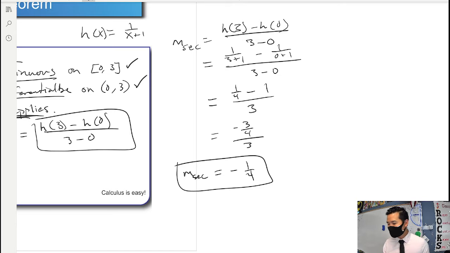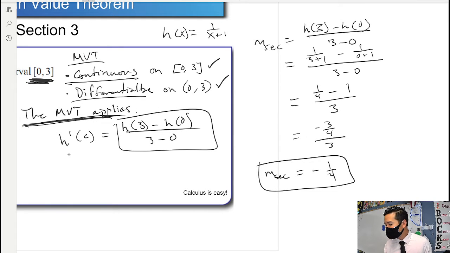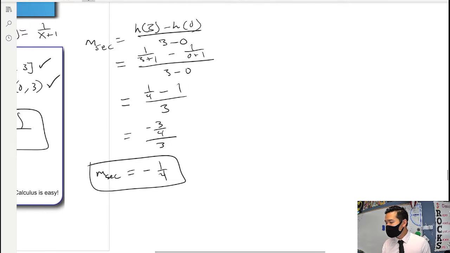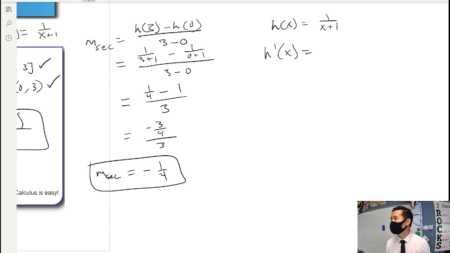So we found the slope of the secant line, and I'm saying I need to find out when the derivative is equal to that. So if my function, h of x, is equal to 1 over x plus 1, I need to find out what h prime of x is. Steven's saying we could do low d high minus high d low over low low. That's one way to do this derivative. Is there another way? Yeah, you can break it apart.